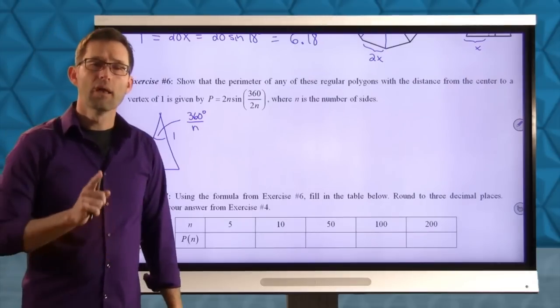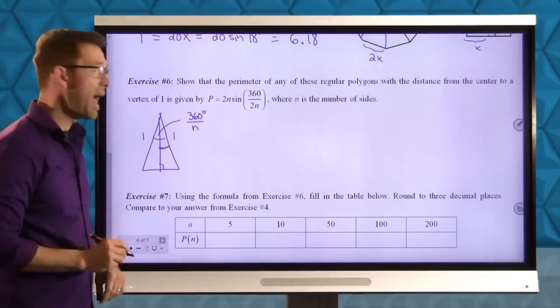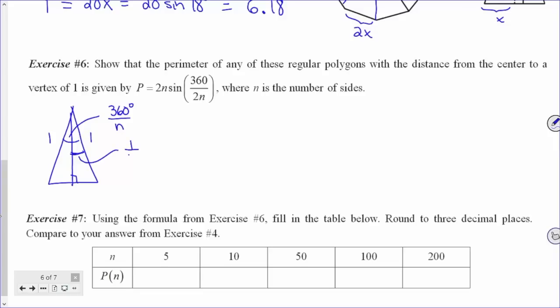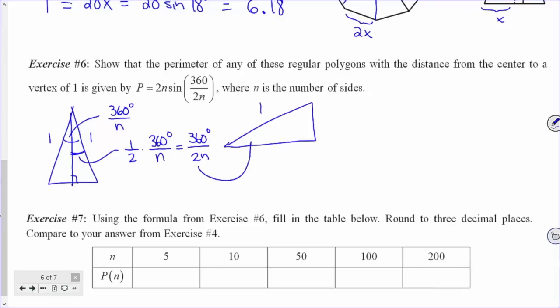Now, keep in mind that what we would really want is this angle here, which would be 1/2 of this. So we would have 1/2 of 360 divided by n, which would be 360 divided by 2n. Now, that gives us this little right triangle that we were looking at before. The difference is before, with the 10-sided figure, we had that angle as 18 degrees. Now it's this ugly thing, 360 divided by 2n.